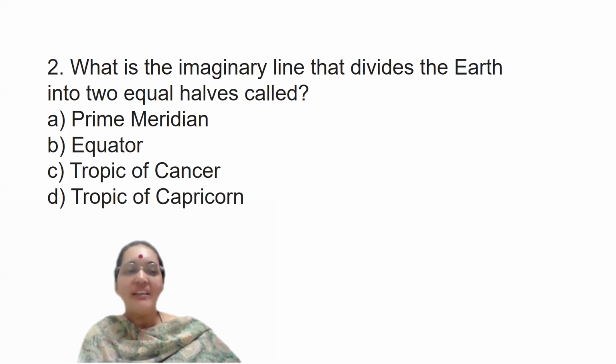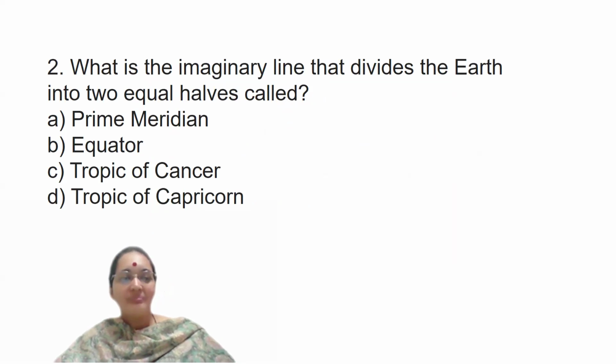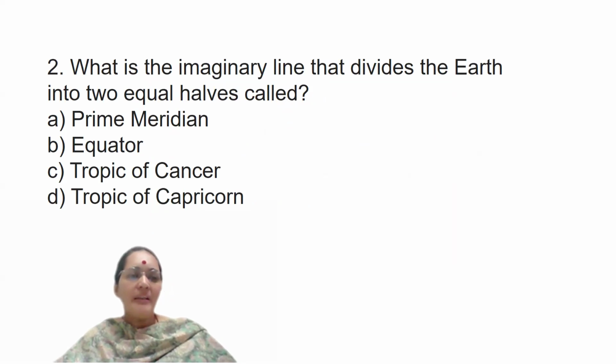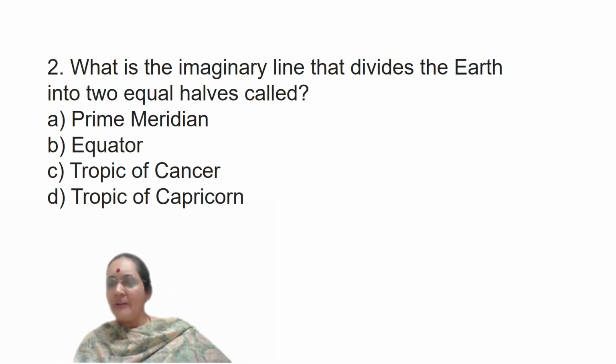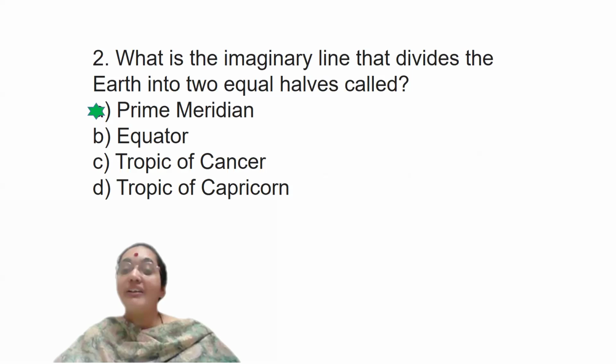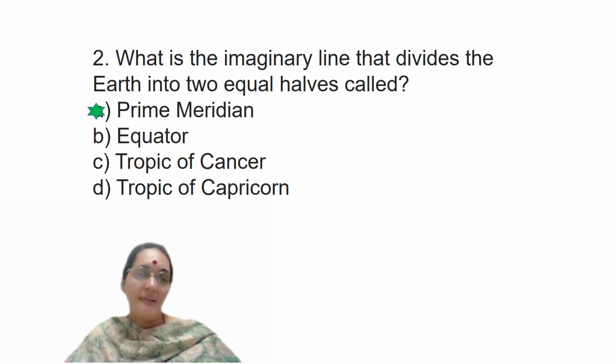Now let us look at this. What is the imaginary line that divides the Earth into two equal halves called? You can just put in ABCD very quickly. Prime meridian, equator, Tropic of Cancer, Tropic of Capricorn. Could be equator, it could be prime meridian also. I have two options here. I will give both correct in this case.